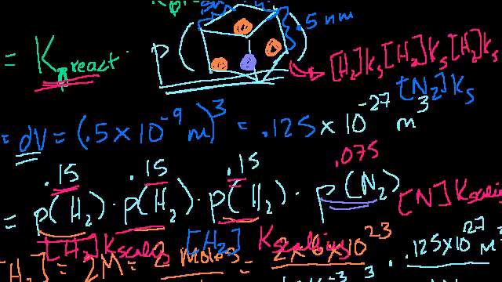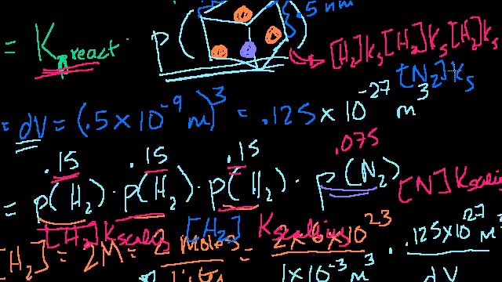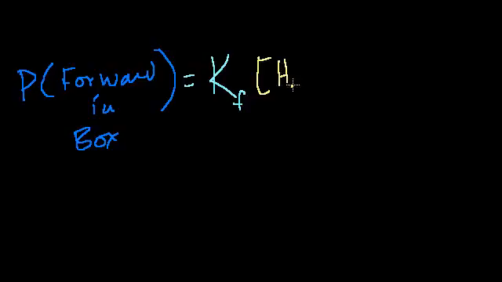And what does that equal to? Well, if you combine all the constants, a bunch of scaling constants times a constant out here, that all just becomes a constant. So you get the probability of the forward reaction in the box is going to be equal to just some constant, let's just call it constant forward, times the concentration of the hydrogen to the third power, right? I multiplied it 3 times, times the concentration of nitrogen.